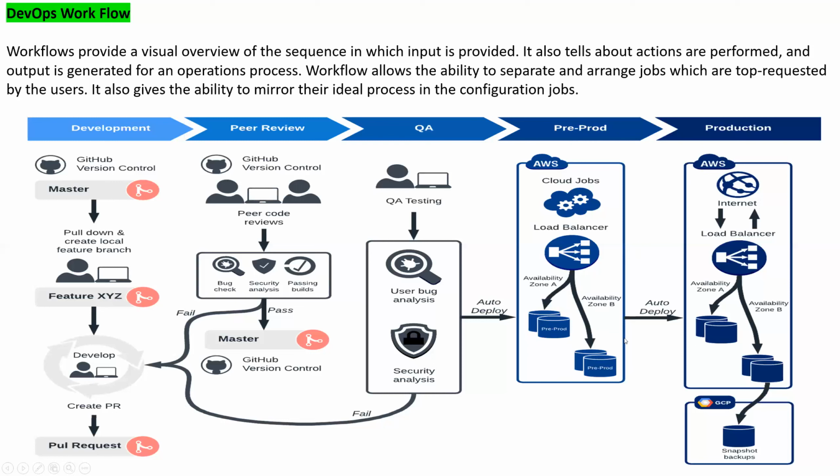Once the pre-prod deployment is done, there will be a testing phase again, using automation testing tools like Selenium and all. Once that is also done, it goes on to deploy to the production servers. This is the life cycle of DevOps, the software deployment life cycle or software delivery life cycle. Any questions on this?